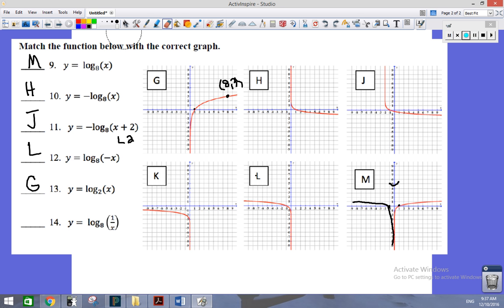And when I look at 14, I can see that we already have it in 10 right there, that the log base 8, that 1 over x, I can write that as x to the negative first power. And by the power rule, that negative sign comes out in front. And I see that that was the number 10, so 14 and 10 have the same graph because they're just the same equations written differently using properties of logarithms.